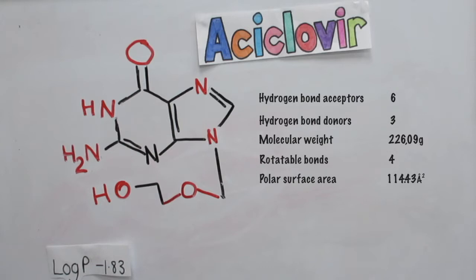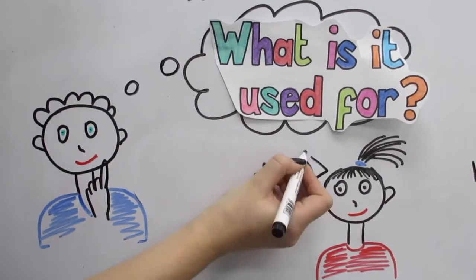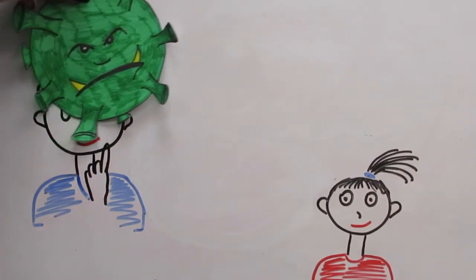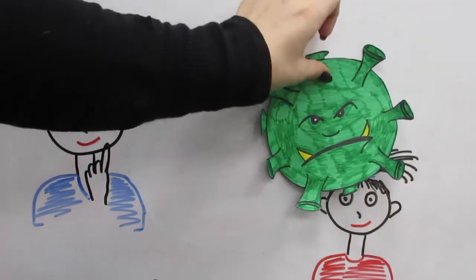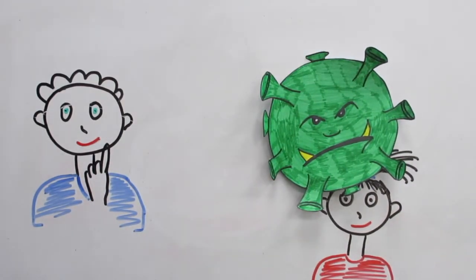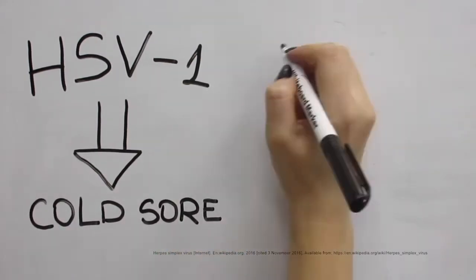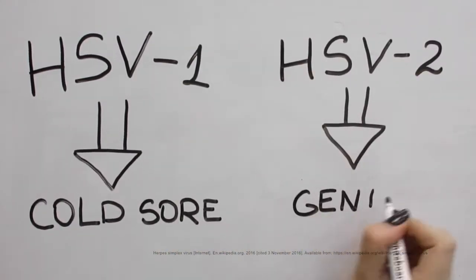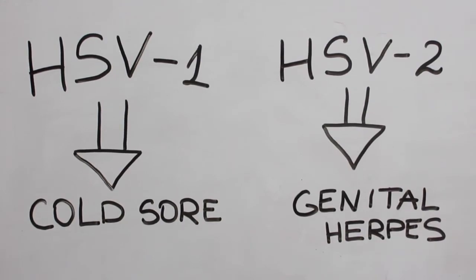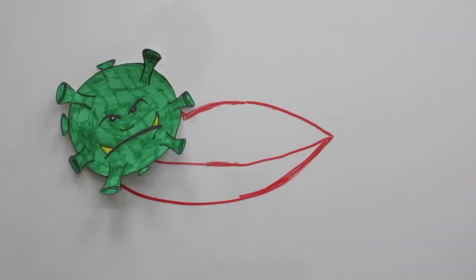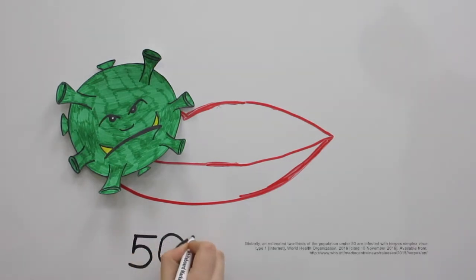So now that I know the structure, what is it used for? Aciclovir is used in patients to treat viruses. As you know, a virus can be transmitted by direct contact from one infected person to another. Yes, I also know that herpes simplex virus 1 produces cold sores, and HSV2 produces genital herpes. Yes, that's true. Also, symptoms include watery blisters on the skin or mucous membranes, such as lips. Cold sores affect 50% of the population.